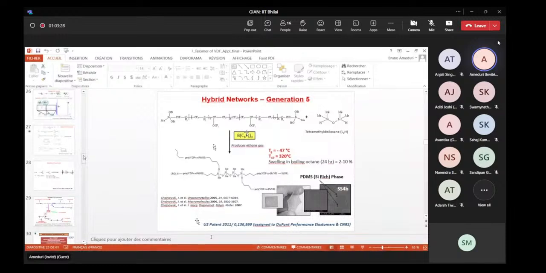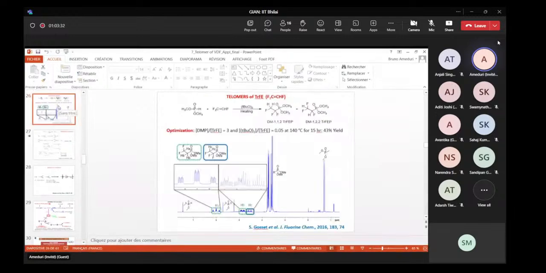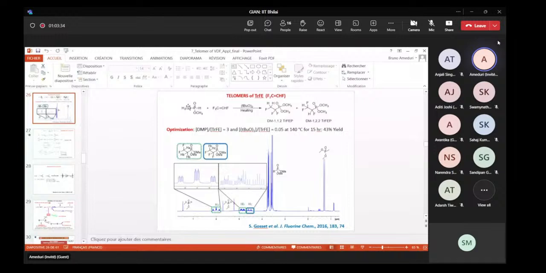did telomerization of HFP, as I mentioned before, and also trifluoroethylene. And in this case, the idea was to make some solvent for lithium-ion batteries, because I will explain later on. It was possible to direct. There are different strategies and systems for lithium-ion battery.